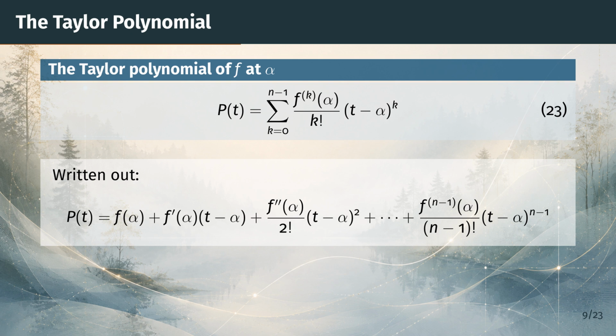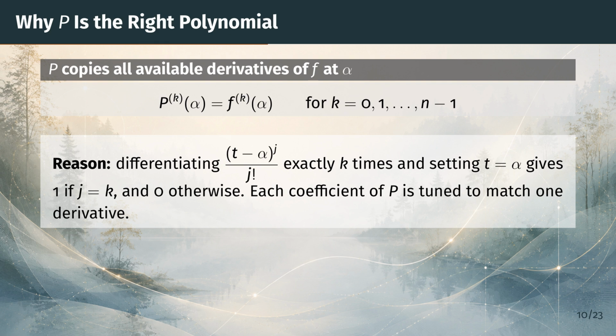Notice that p is a polynomial of degree at most n minus 1, and it is completely determined by data at the single point alpha. Why these particular coefficients? The next slide gives the answer. Here's the sense in which p is the best possible choice.